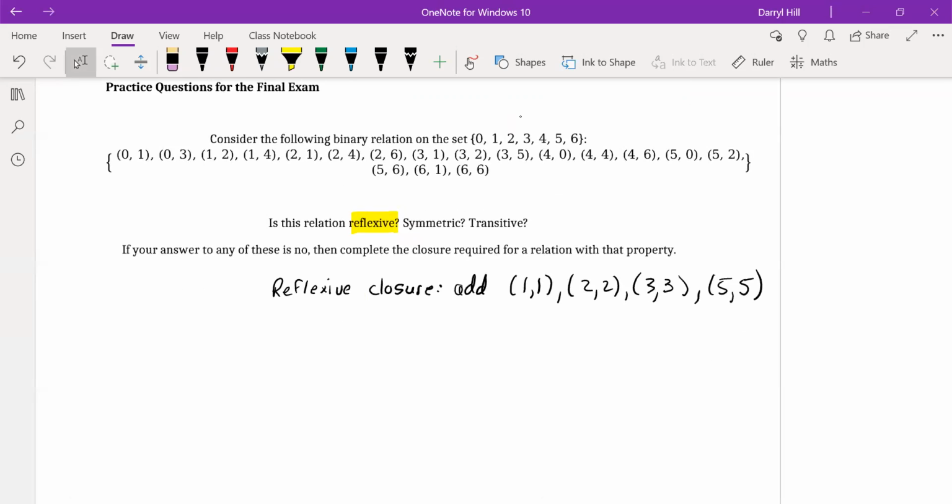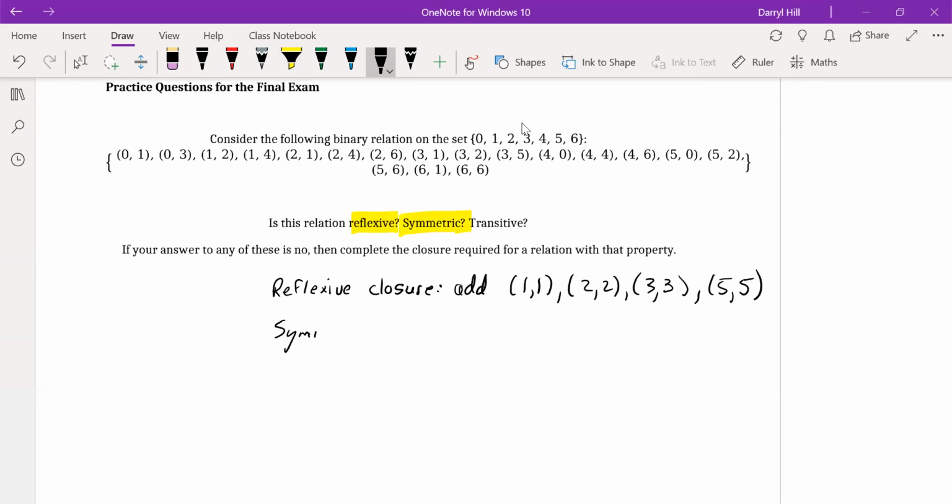Is it symmetric? I'm not sure actually. 0, 1, do we have 1, 0? No. Right, so it's not symmetric. But again, the symmetric closure is fairly easy as well.